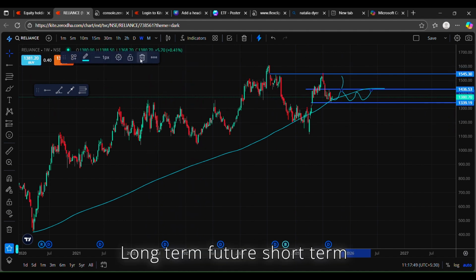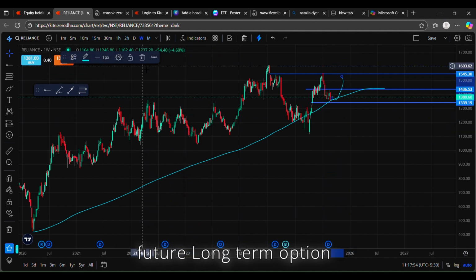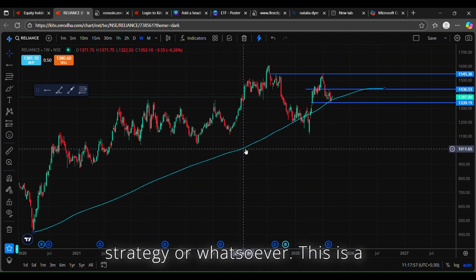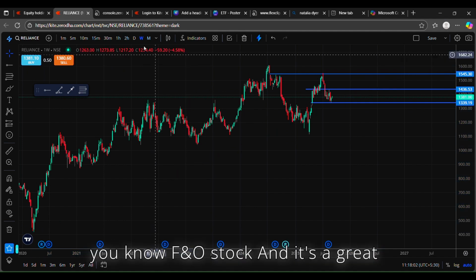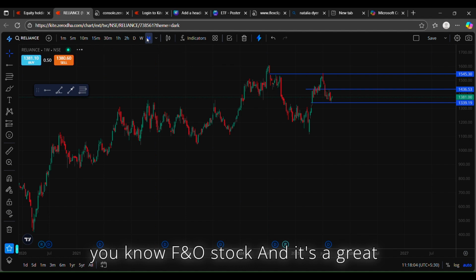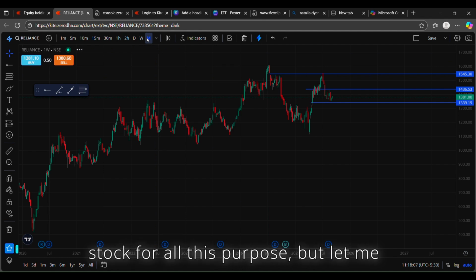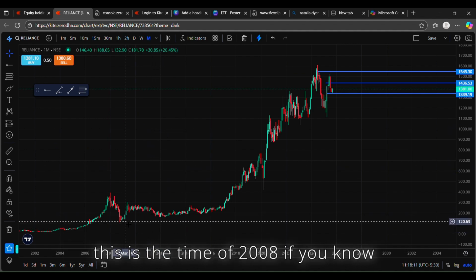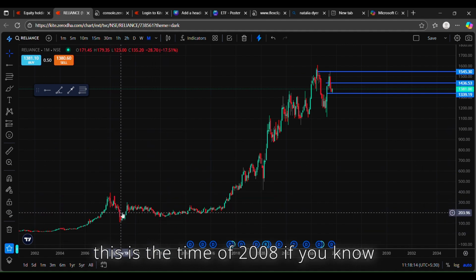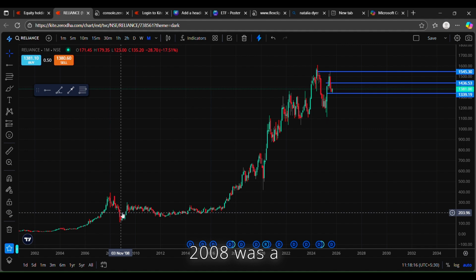in a long-term future, short-term future, long-term option strategy or whatsoever, this is a great stock for that because this is an FNO stock and it's a great stock for all this purpose. But let me show you what's happening in this chart. So this is the time of 2008.